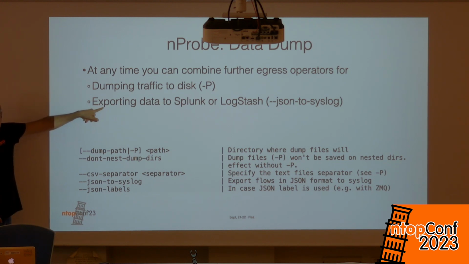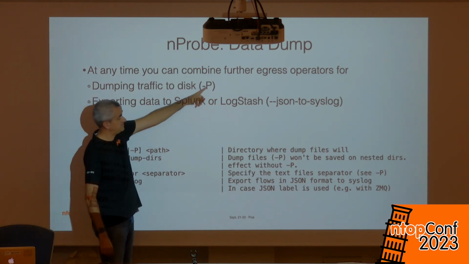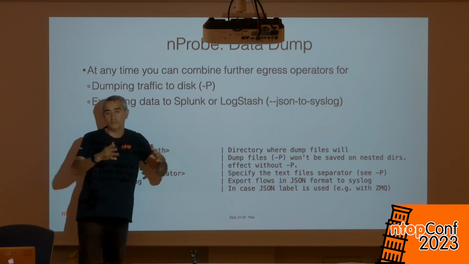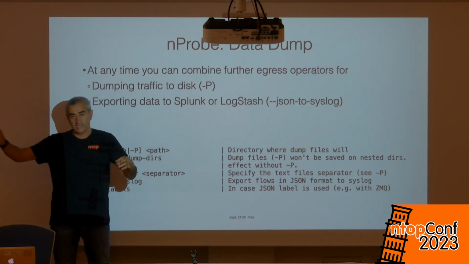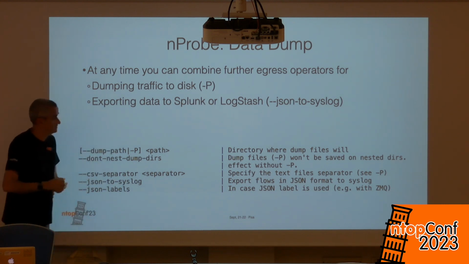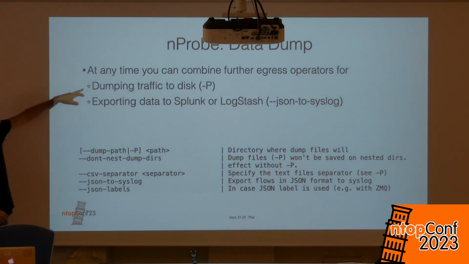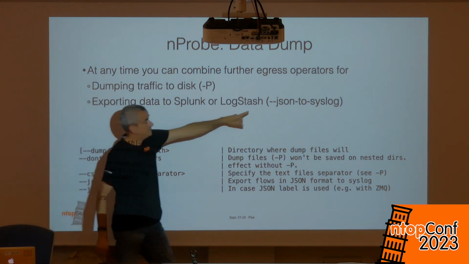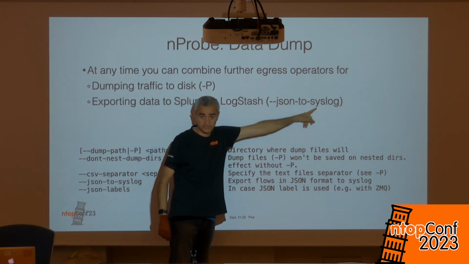Now, let's talk about how to dump data. Let's go back to syslog. In addition to all the transformation, nprobe can also, at the same time, write data to various places. One is the disk, with -p and a path. Let's say -p /home/luca/flows, and it saves flows onto the disk. I will show that more. Or it can write the same flow in JSON format to syslog.